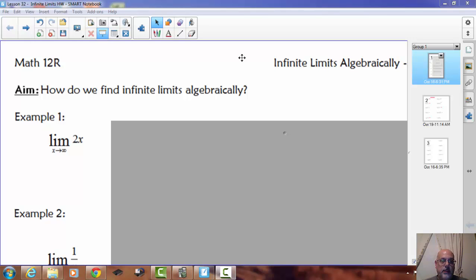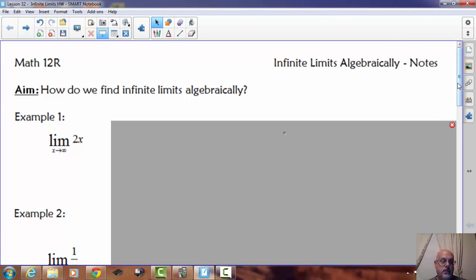So how do we find the limit as x approaches infinity algebraically? We've done that from the graph. Now we're going to look at how you do it with an algebraic solution. I have a few examples here, and as we go through them, we get the idea as to how we do it.